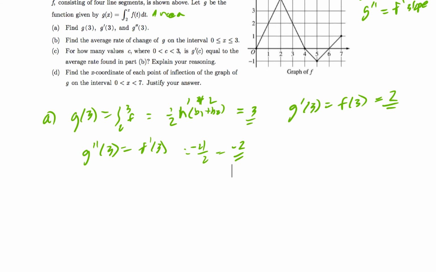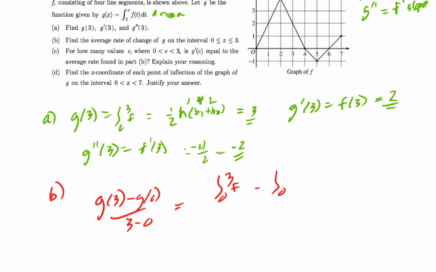B. So B, find the average rate of change. Remember, average rate of change is code for slope. So we're just going to find the slope from 0 to 3. So we're going to find g of 3 minus g of 0 over 3 minus 0. That is it. Average change is the slope. Now g of 3 is the integral from 2 to 3 of f, and g of 0 is the integral from 2 to 0 of f, my mistake. So integral from 2 to 3 of f minus integral from 2 to 0 of f, all over 3. Now 2 to 3 we did already. That is just 3.